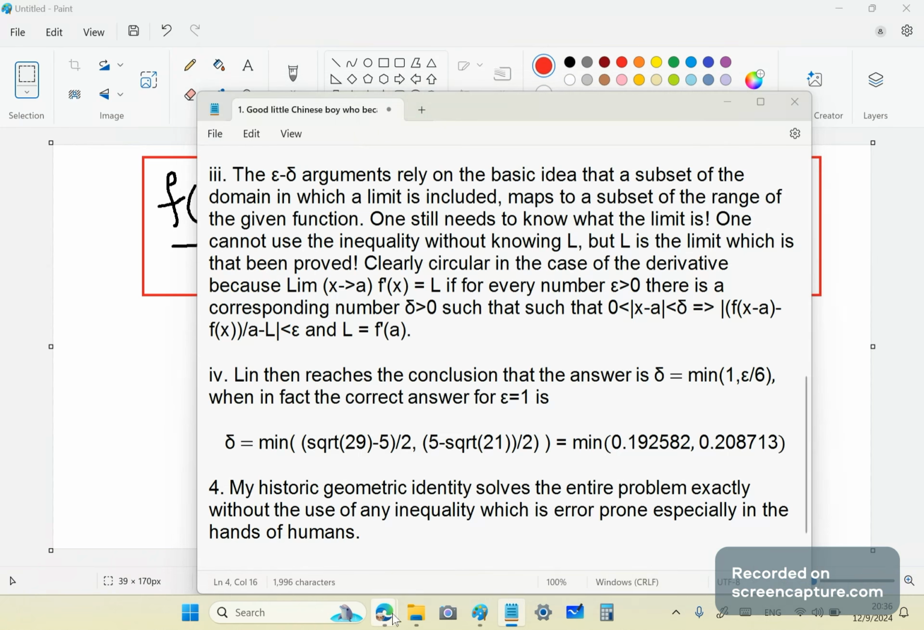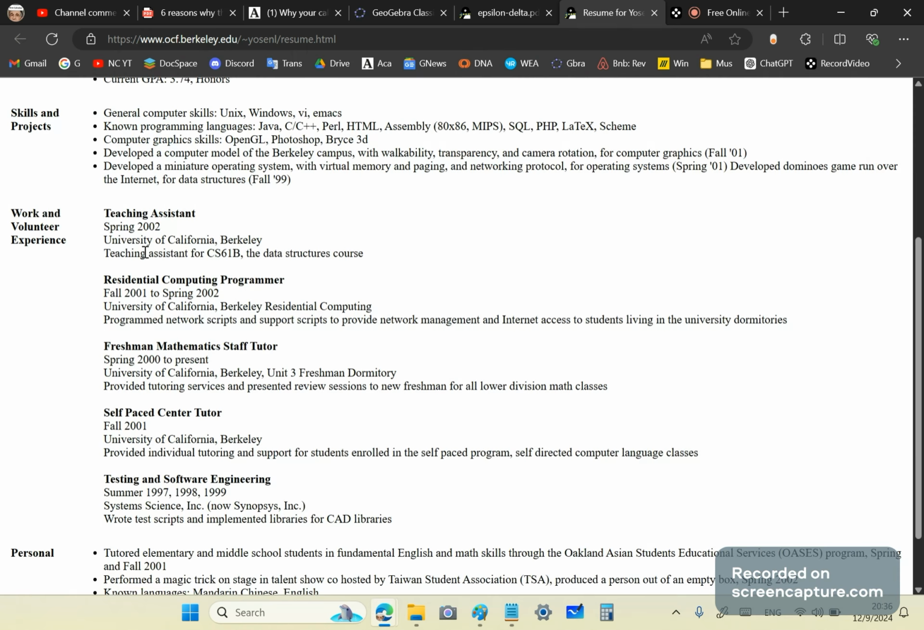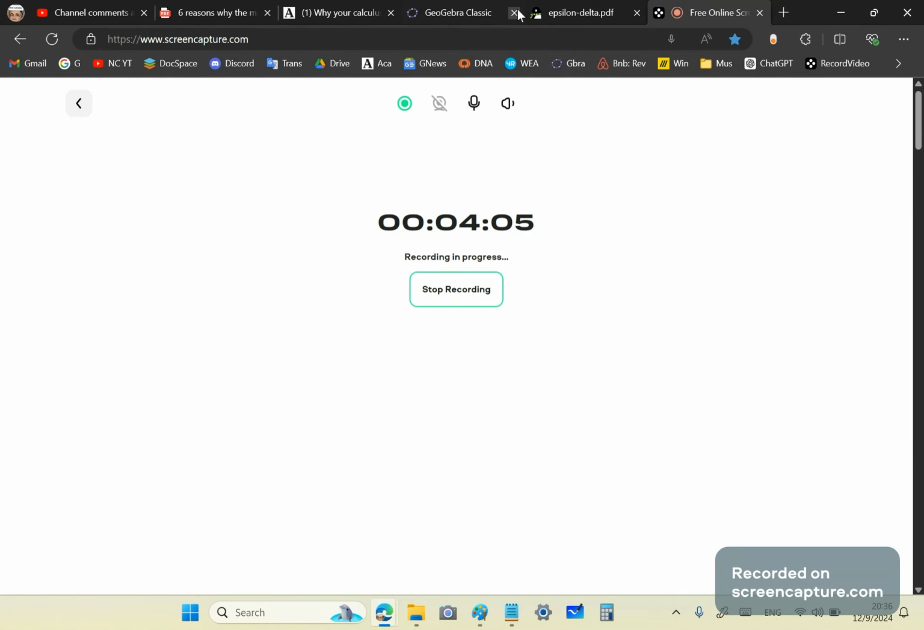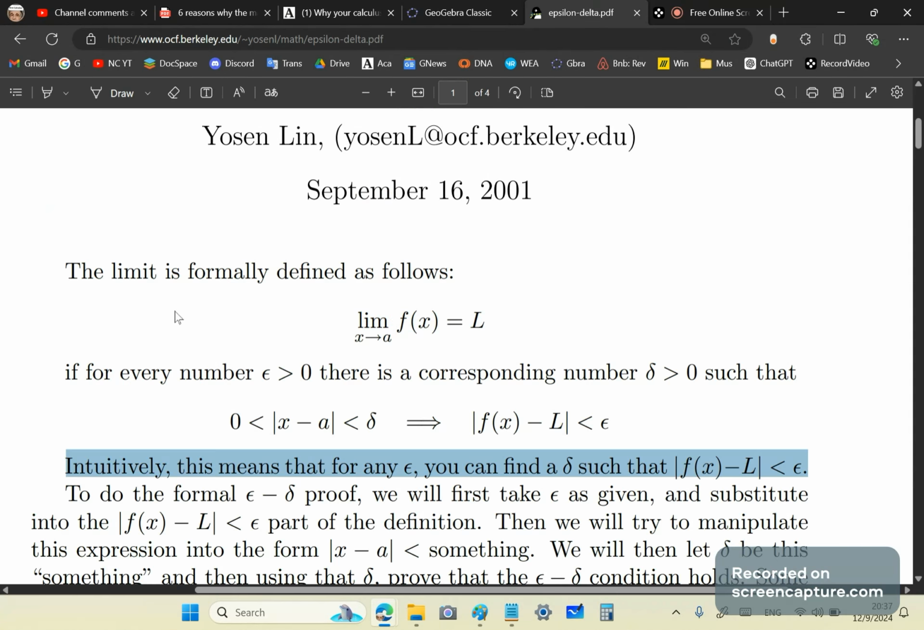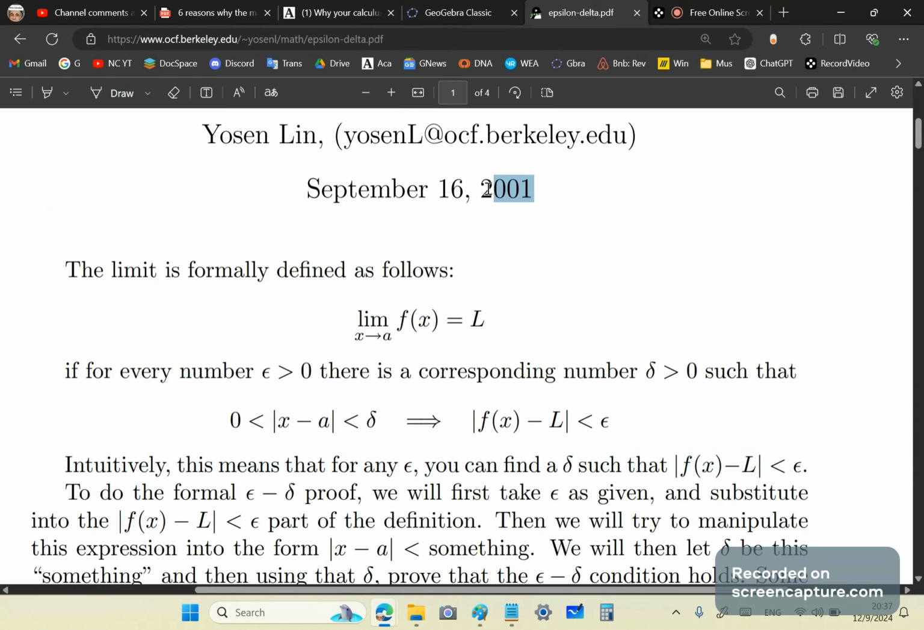So there's this article on the web written by somebody called Yosin Lin. He was a student at Berkeley and he got a degree in mathematics, and then he did a major in electrical engineering, and then I guess he's just a teaching assistant from 1999 to the present. So maybe this hasn't been updated completely. But anyway, let's get rid of that. So Yosin basically got recognized for this article here, Further examples of epsilon delta proof. And it was written in 2001.